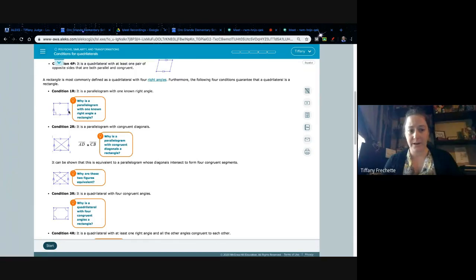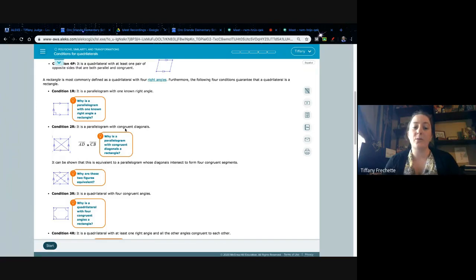And it's showing you it's a parallelogram because it has these parallel marks. Well, opposite angles of a parallelogram are congruent. And also, consecutive angles, one right after the other, add up to 180. So if this is 90, then for these two to add up to 180, I need another 90 here. And then we could go across, and that would be a 90. So if I have one right angle and it's a parallelogram, then we can call it a rectangle.